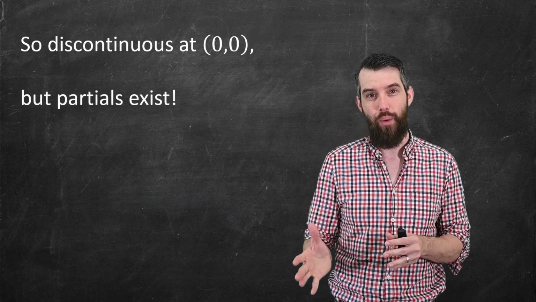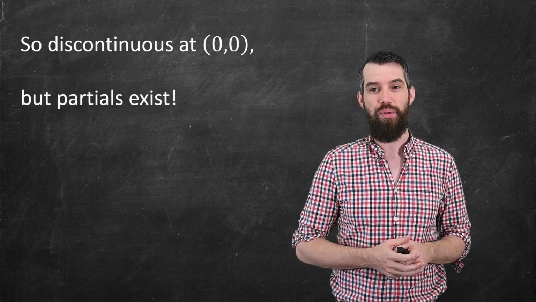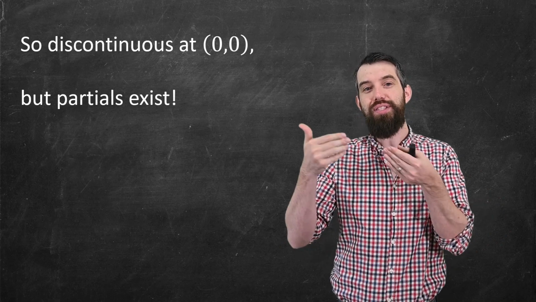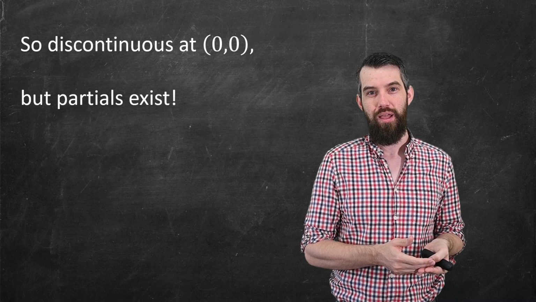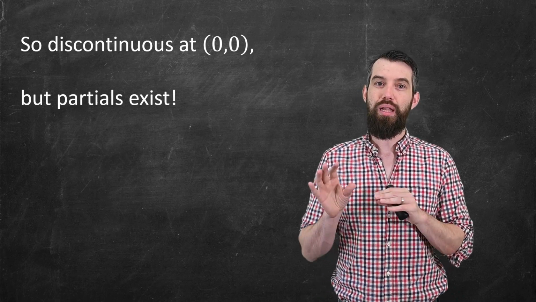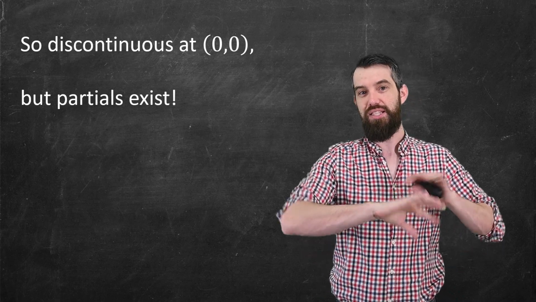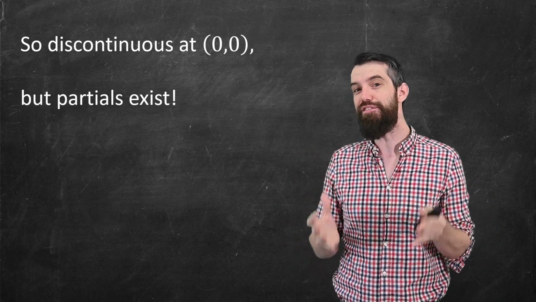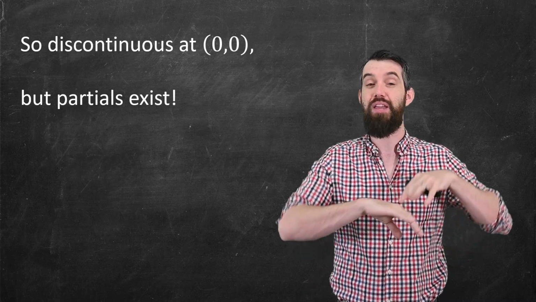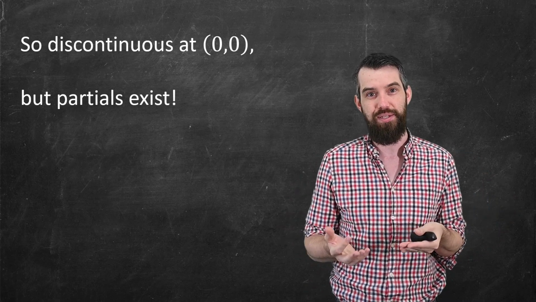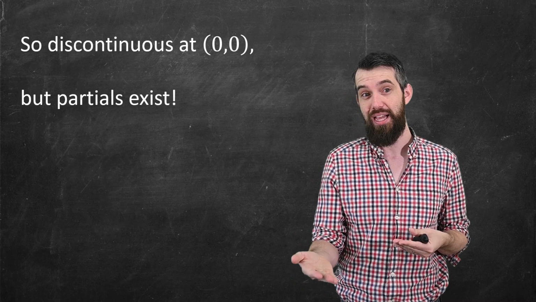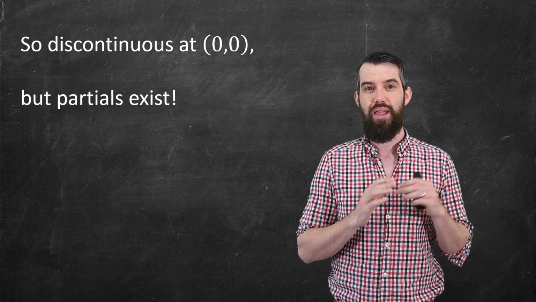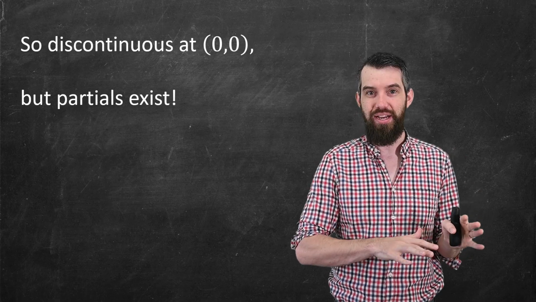Okay, so what's our takeaway? We now have an example here that is discontinuous at 0, 0, but the partials exist at 0, 0. And so this is a different relationship. The relationship from single variable calculus that a discontinuous function meant it was not differentiable is not exactly valid, at least at the level of partial derivatives. It can be discontinuous, but the partial derivatives exist. So what this really motivates is that we need a better notion of differentiability. And that is exactly what we will define in the next video.